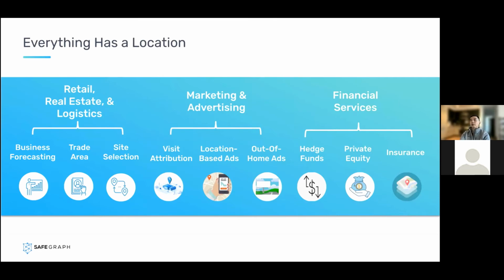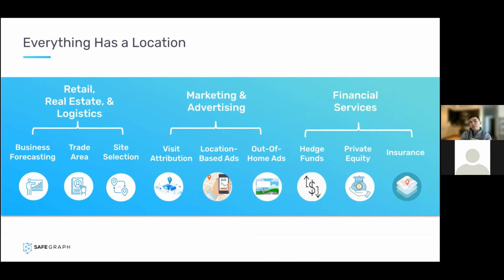Here's just a slide really thinking about the vast applications of our location data. So we really like to say at SafeGraph that everything has a location, everything has a geography, and the location insights that are made possible through SafeGraph data have a surprisingly wide range of applications, from retail, real estate, and logistics. So places, things where, let's say, location is part and parcel with the type of analysis that is being done. So like individual business forecasting, maybe aggregated store forecasting.